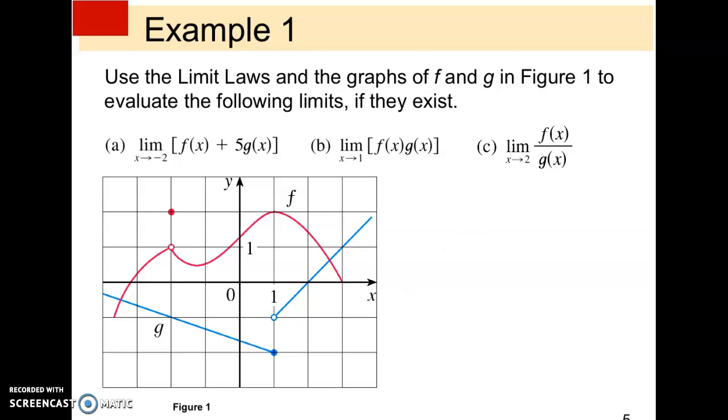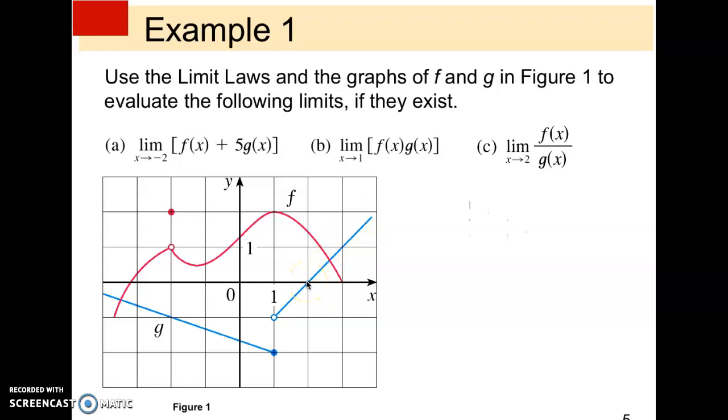Let's look at part C. Part C says same two functions. Now we're looking at as x approaches 2. So the f function, as x approaches 2 from the left, as x approaches 2 from the right, I have a targeting value of about 1.5-ish. On the g function, let's see, as x approaches 2 from the left, I have a targeting value of 0. When x approaches 2 from the right, I have a targeting value of 0.